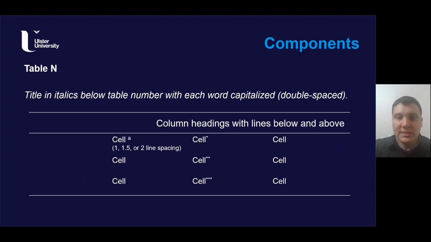Okay, this is just a skeleton, a general skeleton of a table. We are going to talk about some components, some elements that all tables need to have. All tables need to start with a table number, and that's in bold. Okay, then one double-spaced line after that in a new line, you put the title of the table in italics.